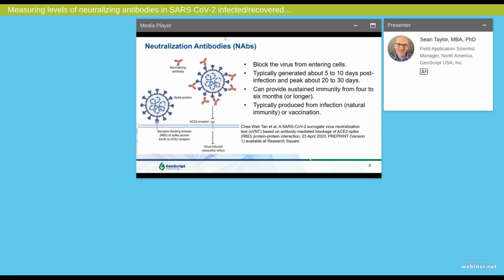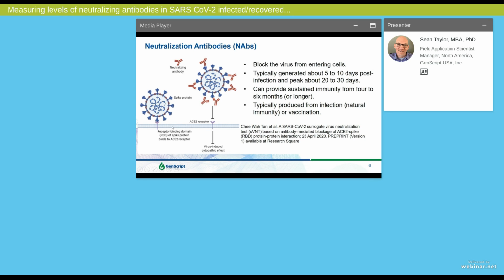So now let's get into neutralizing antibodies. Neutralizing antibodies are the antibodies launched during the immune response that can block the ability of the virus to bind to the ACE2 receptor. These antibodies will typically bind to the spike protein, and typically even very specifically to the receptor binding domain right at the tip of the spike protein, to block the virus from binding to the ACE2 receptor.